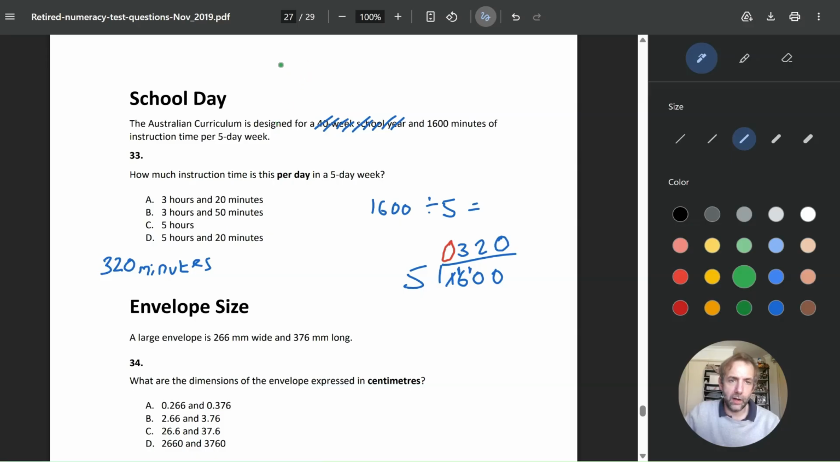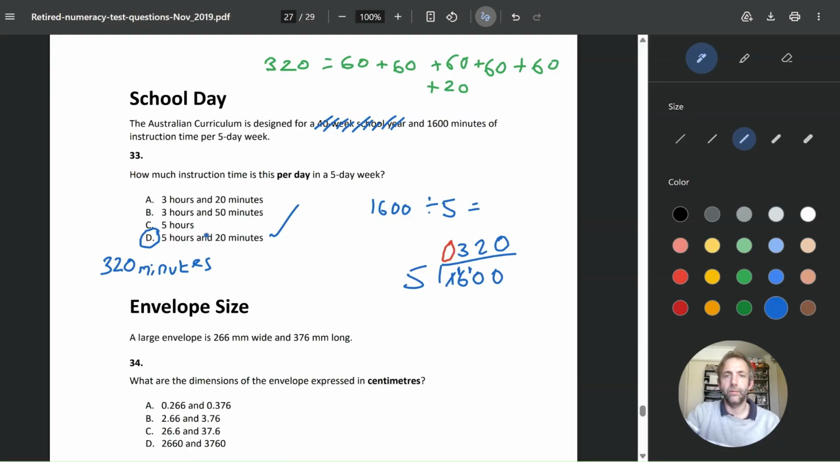If I just use a different color here, if I break 320 into 60 plus 60 plus another 60 and 2 more, so I've got 5 in total, that's 300. And then I've got an extra 20 minutes as well. But the fact that I've got 1, 2, 3, 4, 5 lots of 60 tells me that it's 5 hours and 20 minutes. So your answer is D, 5 hours and 20 minutes.